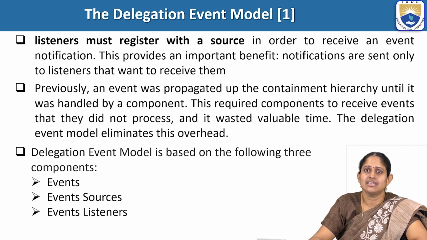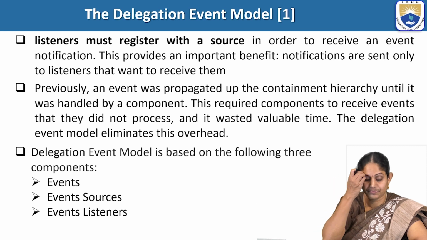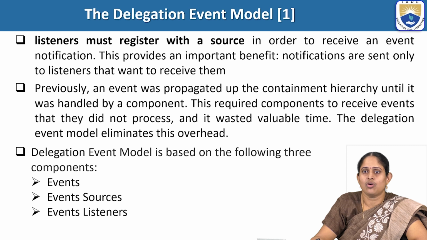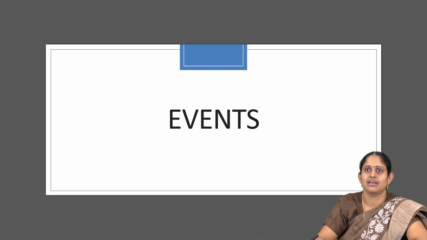In olden days, the event was propagated up the containment hierarchy until it was handled by a component. This required components to receive events that they did not process and wasted valuable time. The delegation event model eliminates this overhead. The delegation event model is based on the following three components: events, event sources, and event listeners.